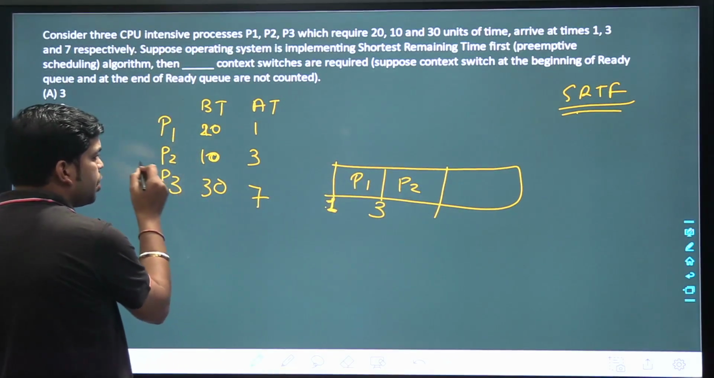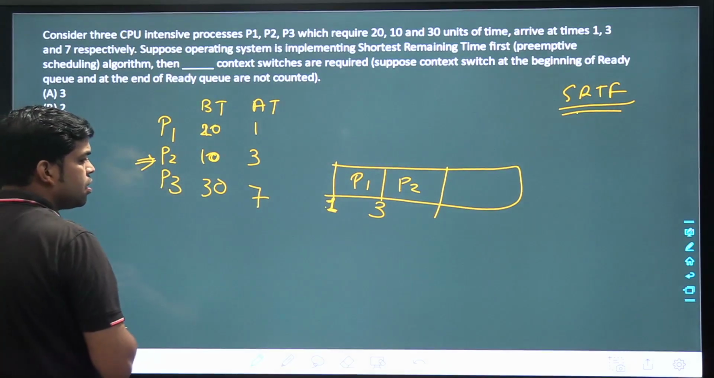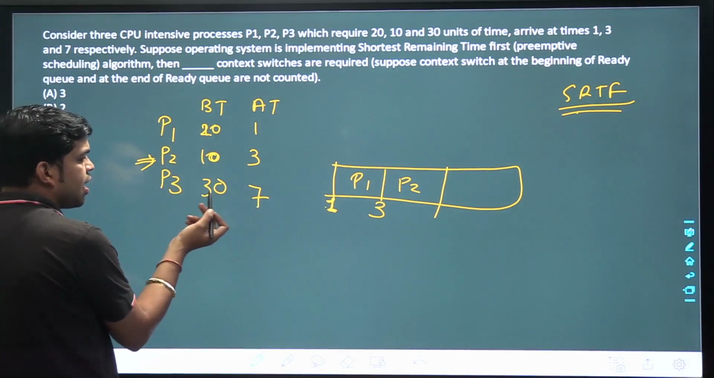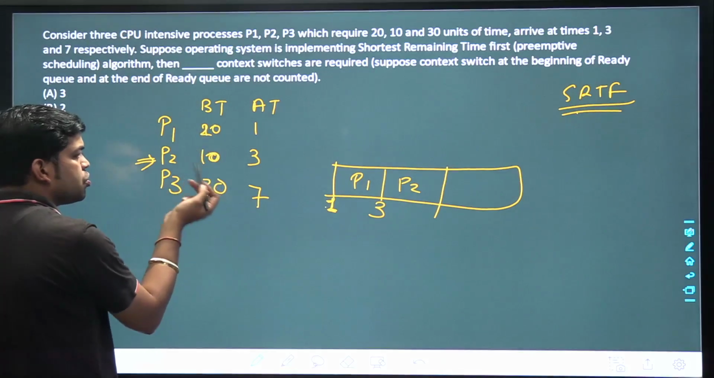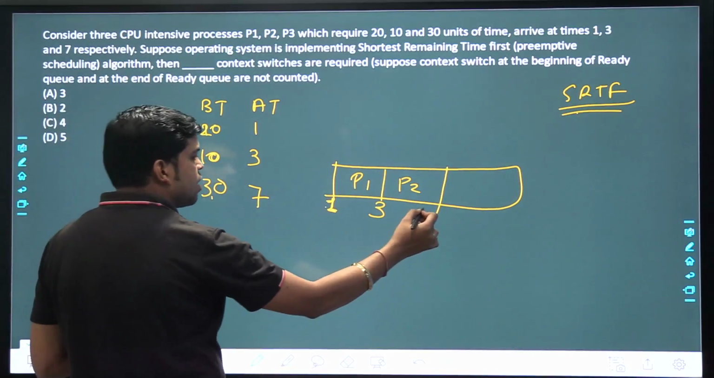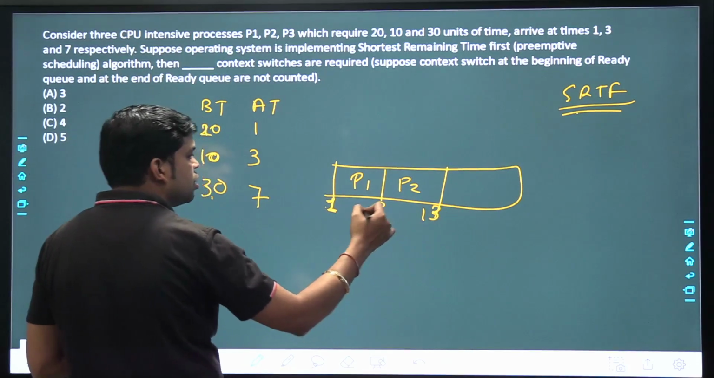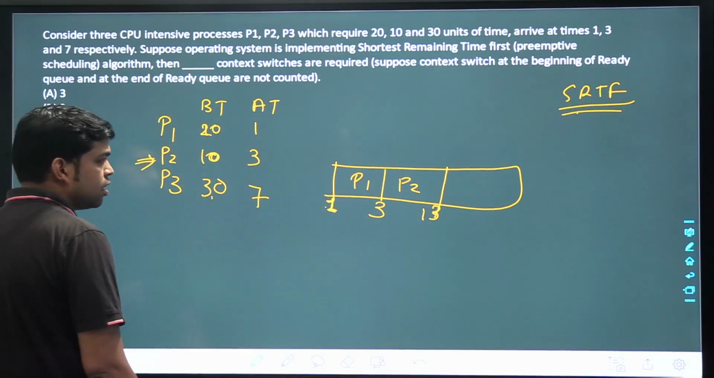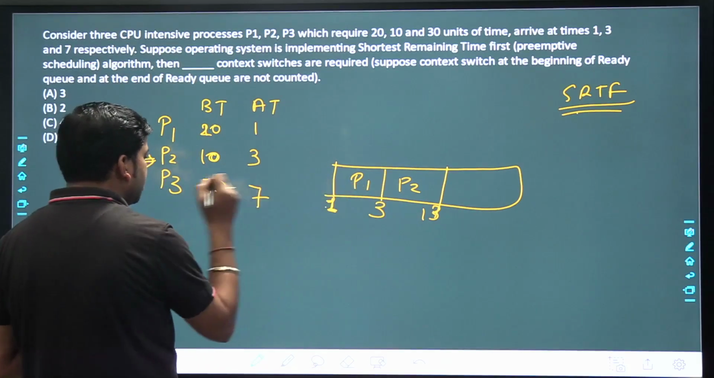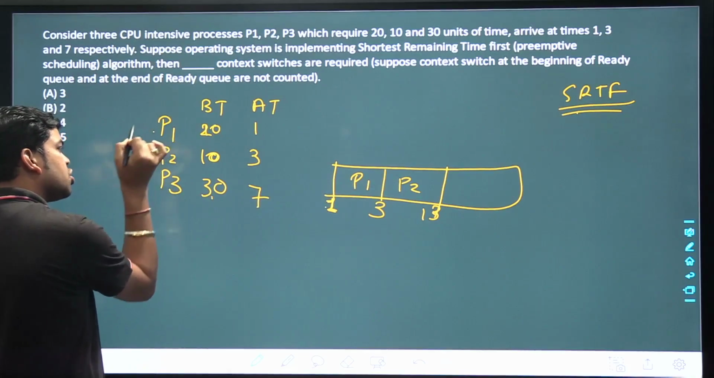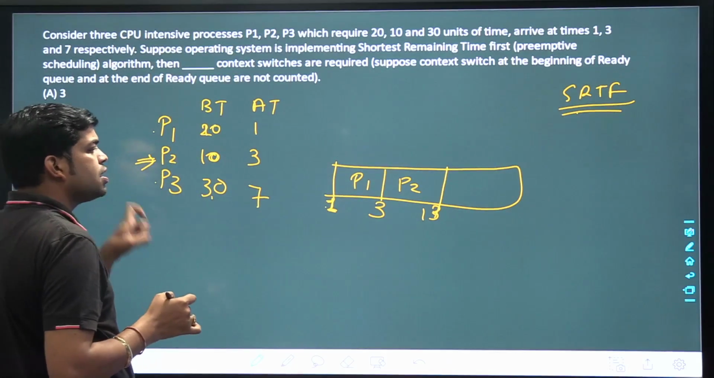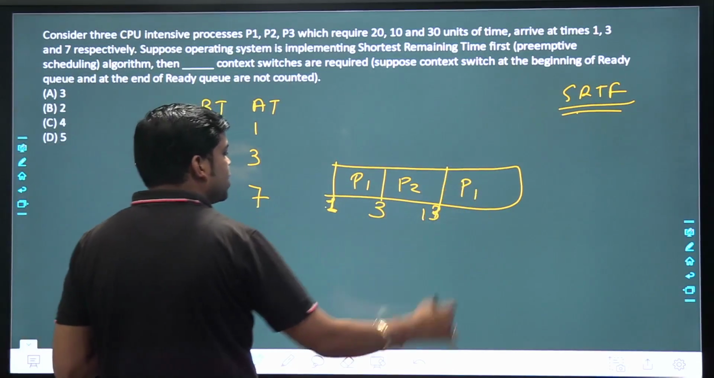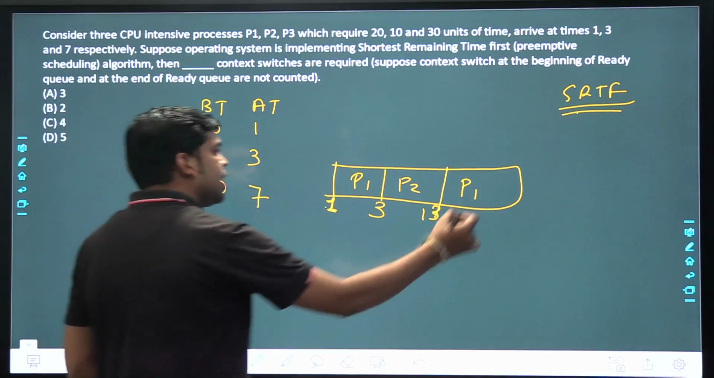Now the burst of P2 is the minimum, that is 10. The next process that arrives at time 7 has the maximum burst out of these, so definitely P2 will finish completely. That is 3 plus 10, that is 13. Now at time 13 there are 2 processes, P1 and P3. The remaining burst of P1 is 18, so we execute P1 and then P3.